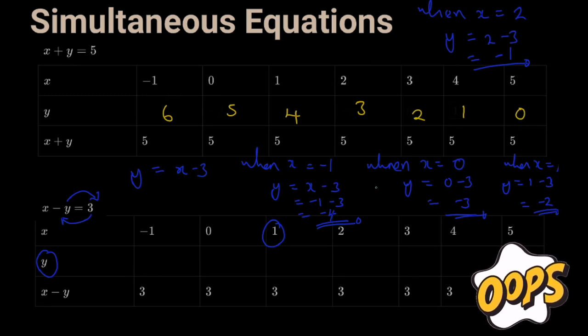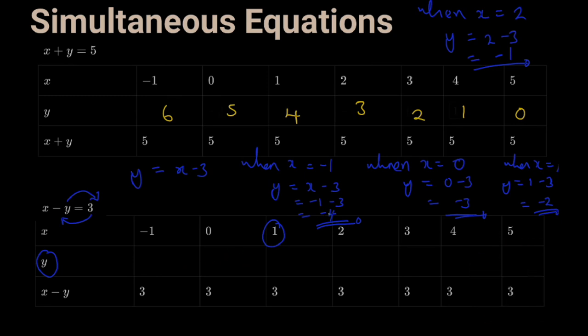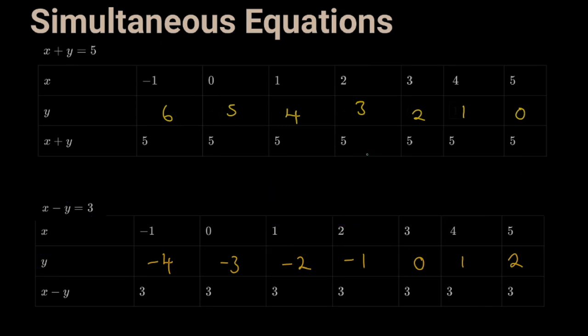Now we just know that our values start from negative 4 and then go down by 1. So let's write down the values. The values would be negative 4, negative 3, negative 2, negative 1. Then you'd have 0, then you'd have 1, then you'd have 2, like this. So I want you to observe something. When you compare x minus y equal to 3, this one is a valid coordinate.